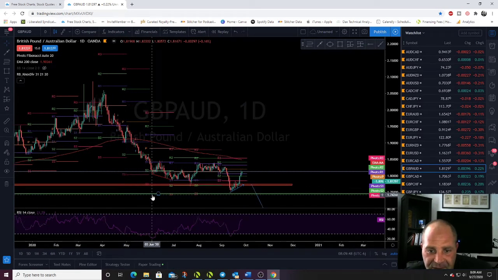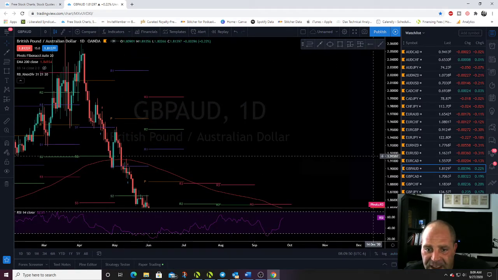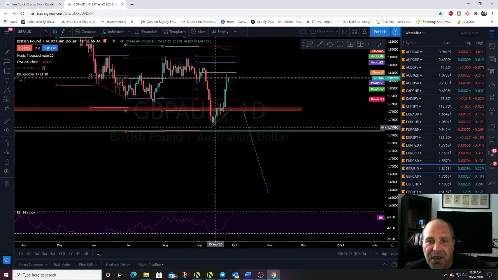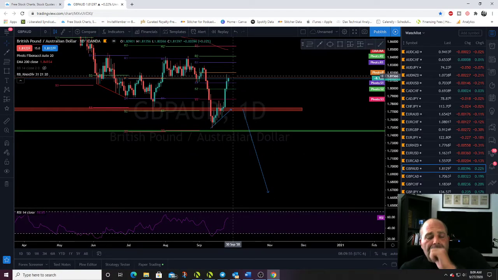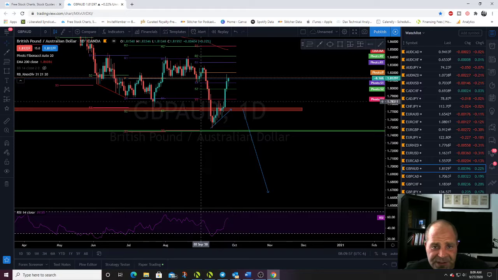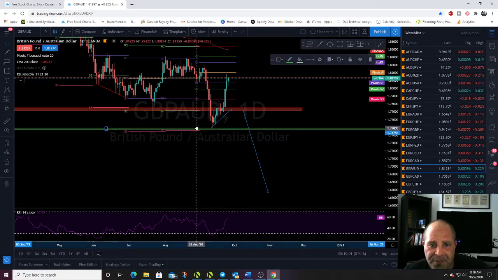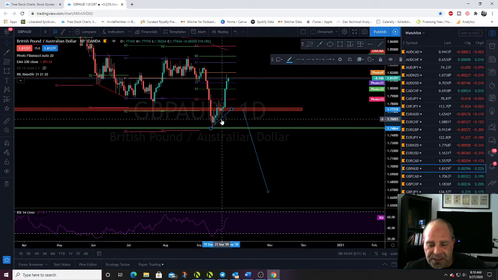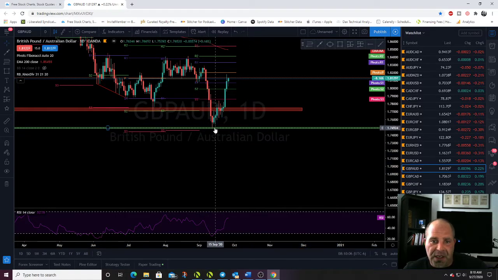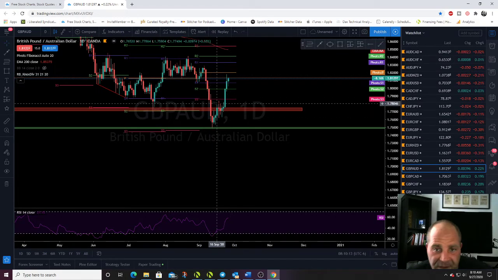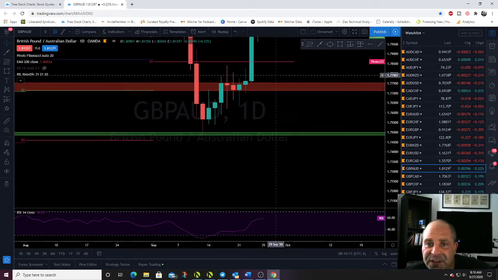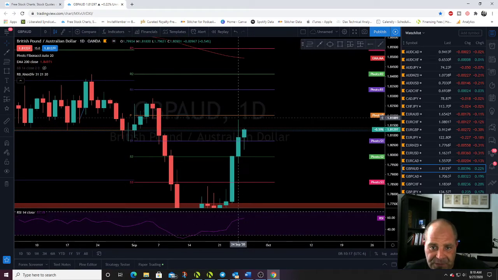GBP AUD, we got a nice bullish push the last two weeks, after a really big dip. That's why I have my bullish zone down here. You can see we didn't quite always get all the way to it before we went bullish. But now, guys, we've almost touched that pivot. And because we didn't actually touch the pivot, see how we came up short?